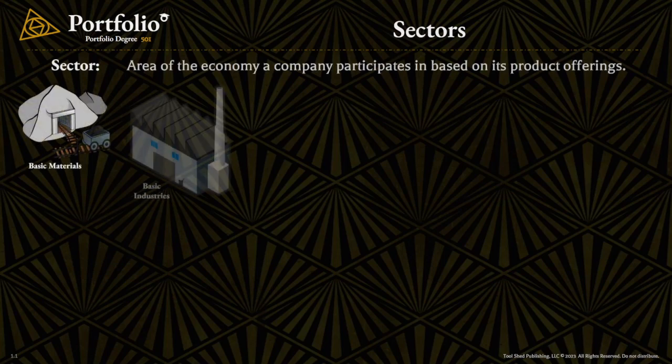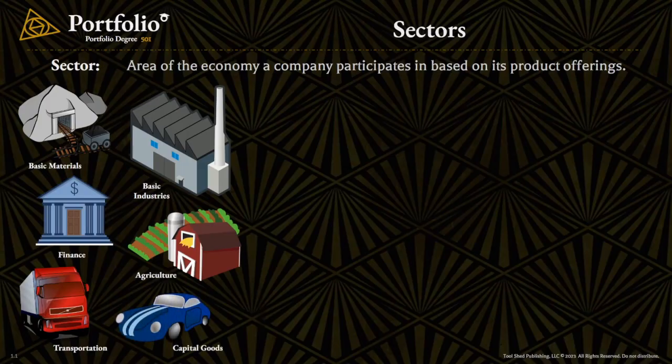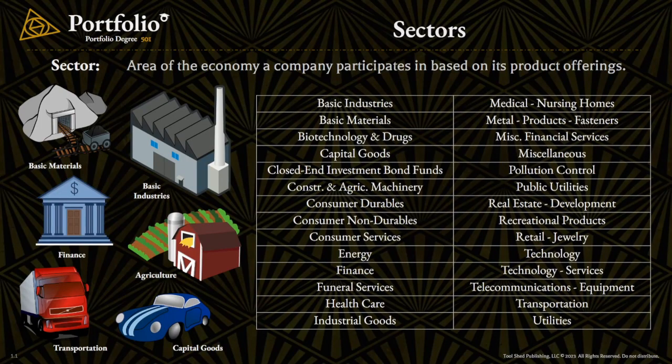Now, that leads us into sectors, and a sector is the area of an economy that a company participates in based upon its product offering. So this is a little bit more of a broad brush and can refer to what a company does to interact with the market and generate their revenue. On the screen here, there are some examples of sectors. The company might provide basic materials or can be in basic industries like manufacturing. Or maybe they're a finance company or an investment house. So you can see here it's a little bit more of a broad stroke or bigger category that groups similar types of companies together.